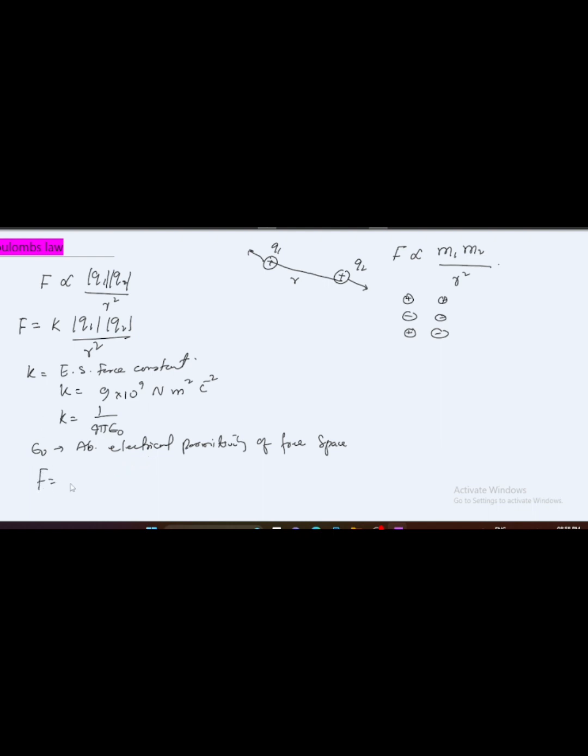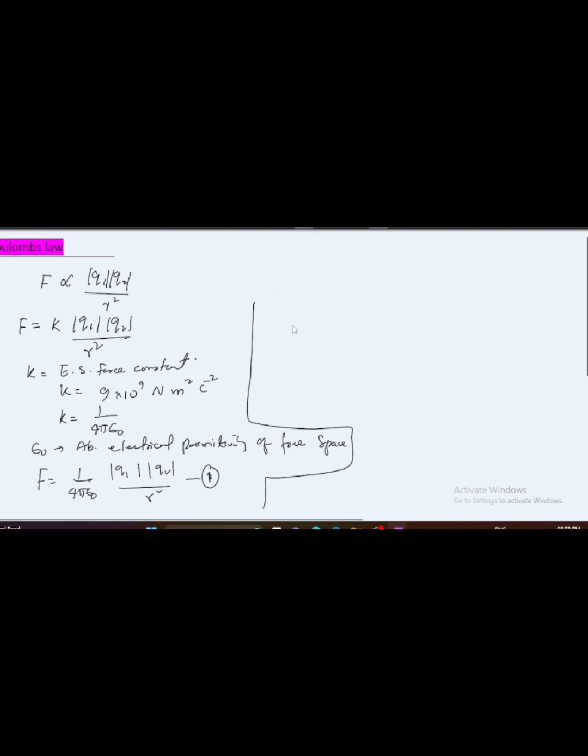So I can write F equal to K; instead of K, I will write 1 divided by 4 pi epsilon naught, Q1 Q2 divided by r square, right? Let me call this equation first. From the first equation, I can write epsilon naught equal to 1 divided by 4 pi F, Q1 Q2 divided by r square. From this I will derive the SI unit of epsilon naught.